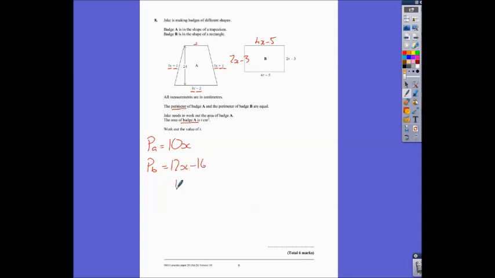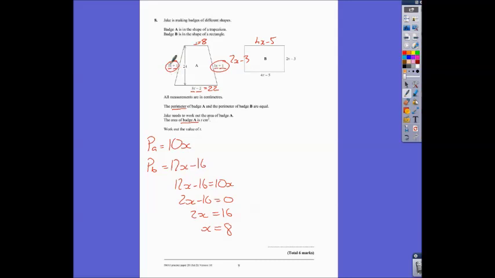If we put these equal to each other, we have 12x minus 16 equals 10x. Take 10x off both sides, we get 2x minus 16 equals nothing. Add the 16 to both sides, we get 2x equals 16, and therefore x must be 16 divided by 2, which is 8. If we substitute that into each of these, 3 times 8 is 24, take 2 is 22. That would just be 8 and we don't need either of these, we just use those for perimeter.